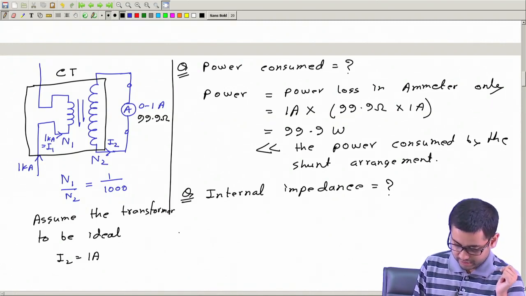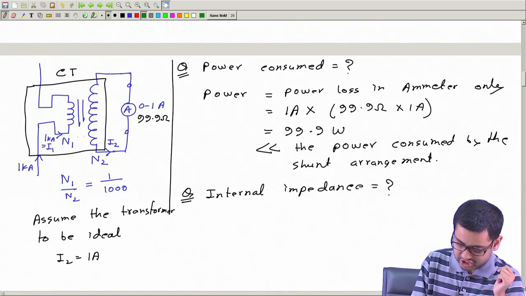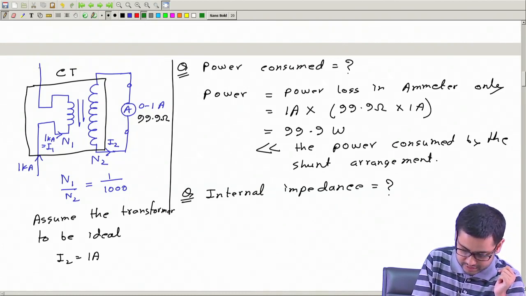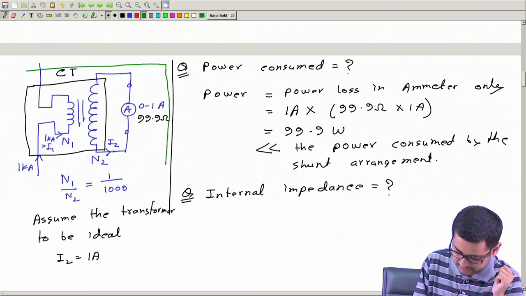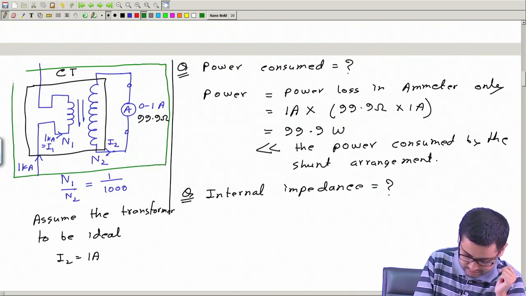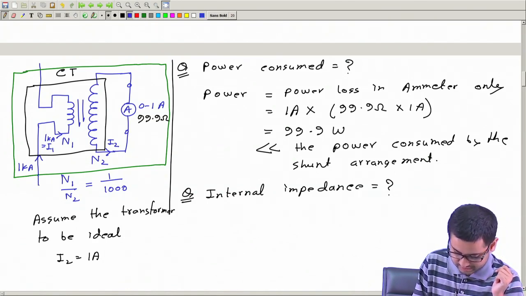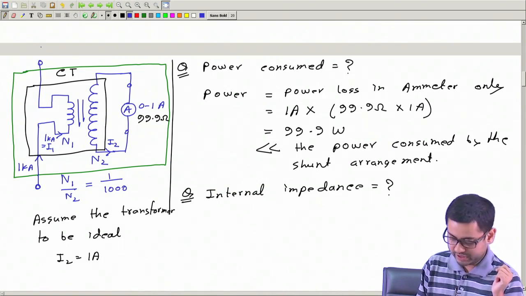Now which is my measuring instrument? My measuring instrument is this transformer together with this ammeter. So I can say that these two things together are my measuring instrument. The current enters through this and leaves through this.